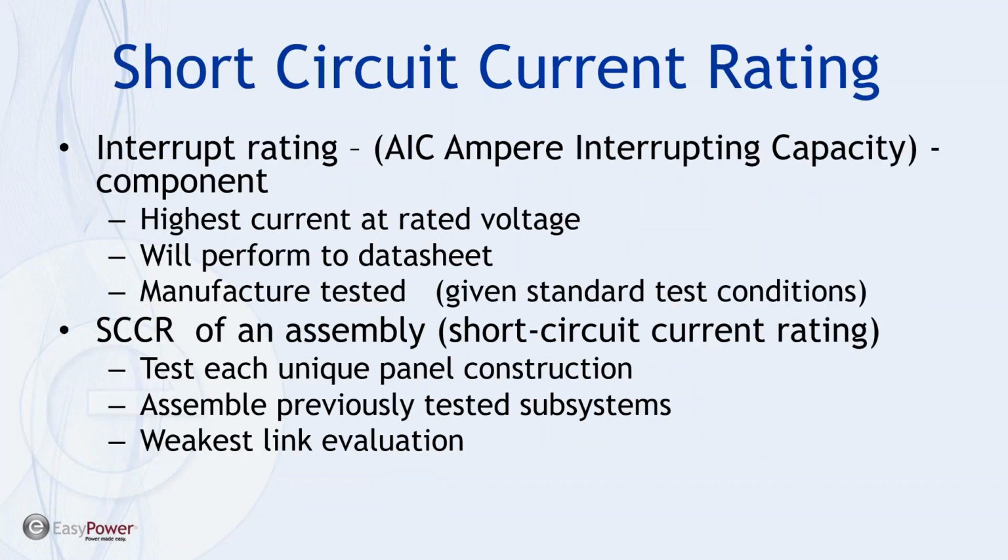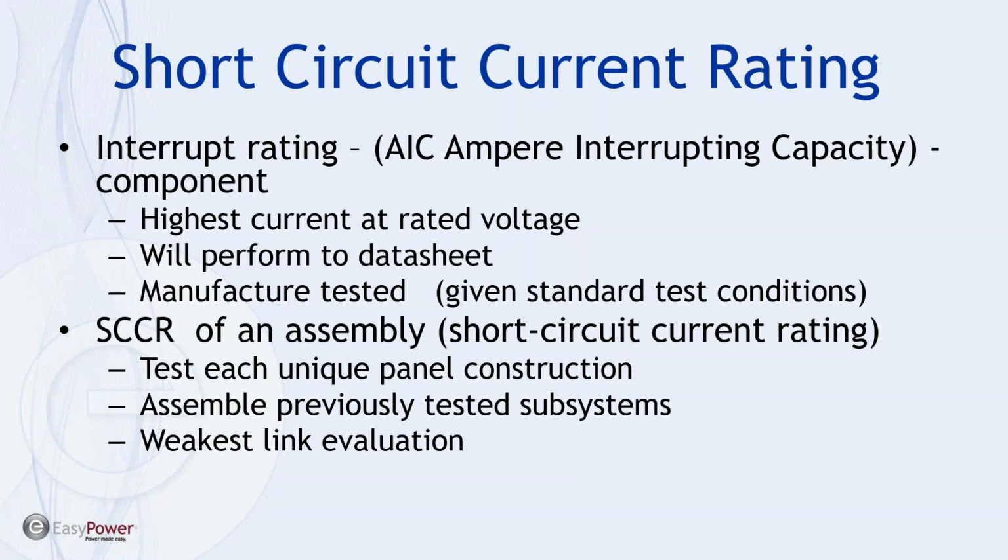Before we jump into that, let me talk a little bit about short circuit current rating. There are two terms that sometimes get confused or misapplied. The first is interrupt rating, sometimes called ampere interrupt capacity, and it pertains to a component. In essence, it's the highest current at the rated voltage that the component will continue to perform per the datasheet specs. Generally, it's tested by the manufacturer in some way or form, and frequently on the datasheet we are given the conditions of those tests so they can be duplicated or taken into consideration in our system.